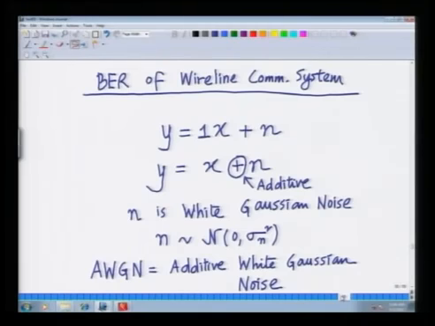So, we said a wireline communication system can be represented as y equals x plus n. Since there is no multipath interference like a wireless communication system, the coefficient is 1. So, whatever is input is received at the output y. In the presence of additive white Gaussian noise, we said the noise is of variance sigma n square, which is also the noise power. We said the signal is of power p, hence the signal to noise ratio is p over sigma n square.